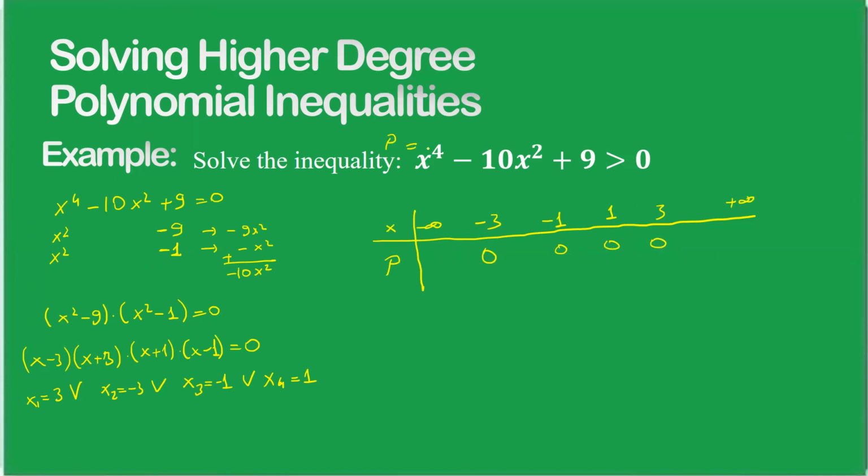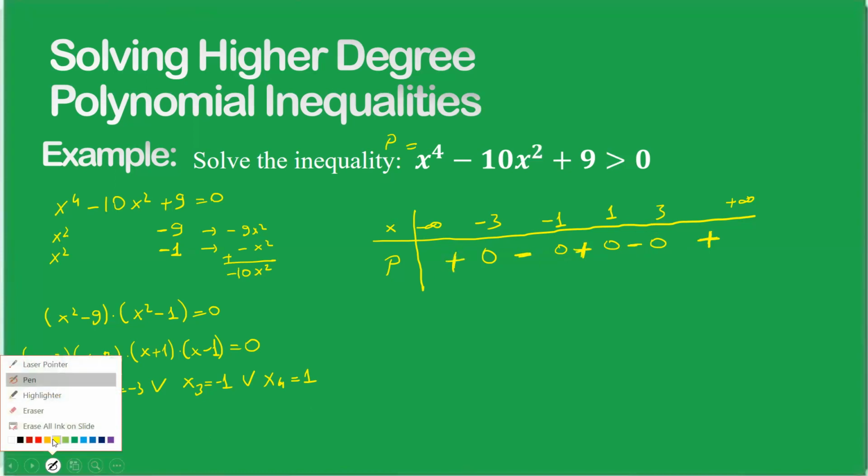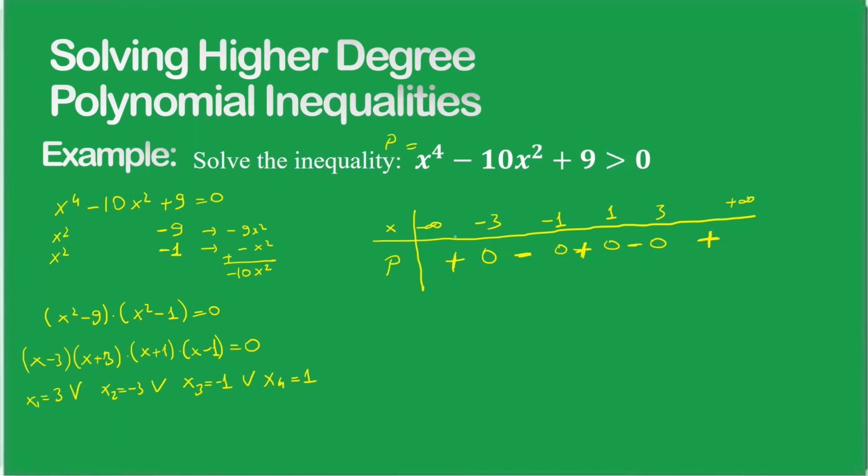Then the sign of x to the 4 is positive. The next line: there is no double root as you see, so we have to change signs. Negative, positive, negative, positive. Nice. We are searching for positive values, greater than 0. This part is positive. This part is also positive, and also this part is positive. Here we have 3 parts.